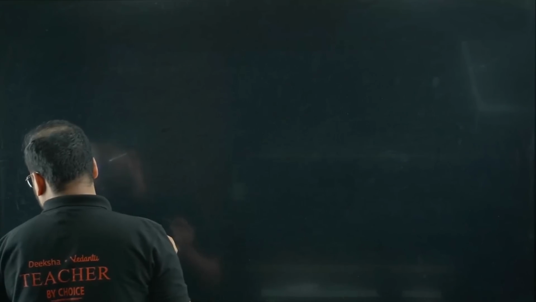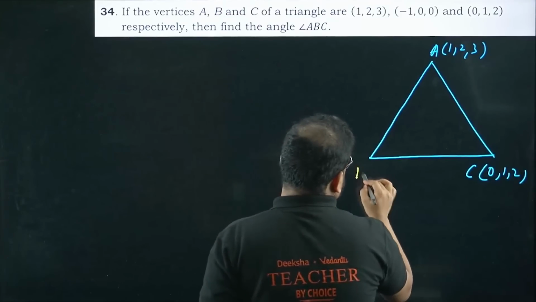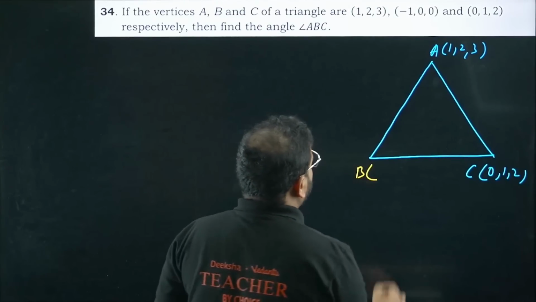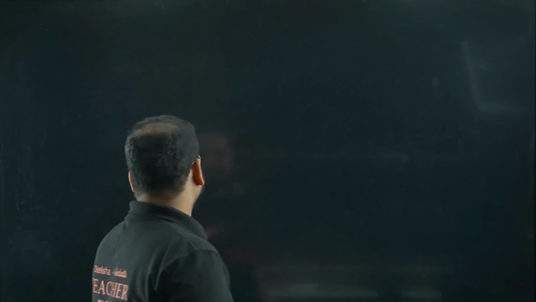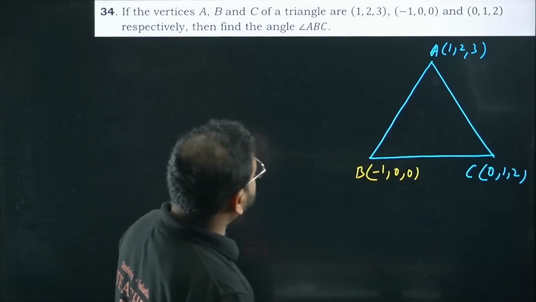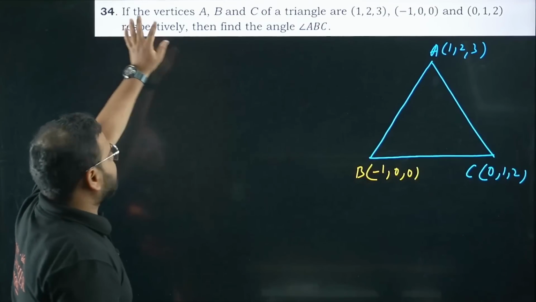One second, I'll change the B part, excuse me. So B will be, sir, minus 1, 0 and 0. Have a look. Okay, so A is 1, 2, 3, B is minus 1, 0, 0 and C is 0, 1, 2. They have given it here in that order respectively, okay?